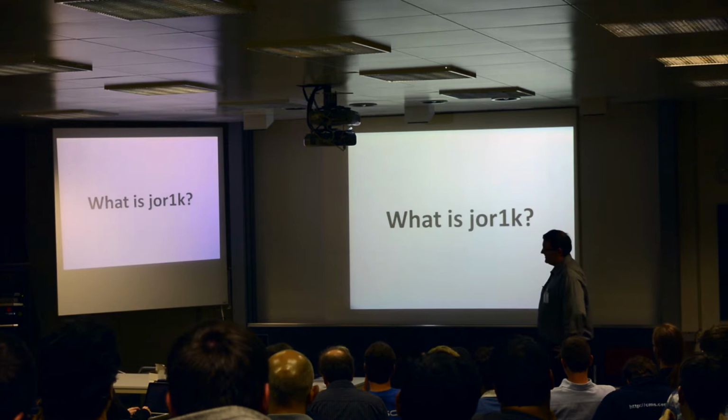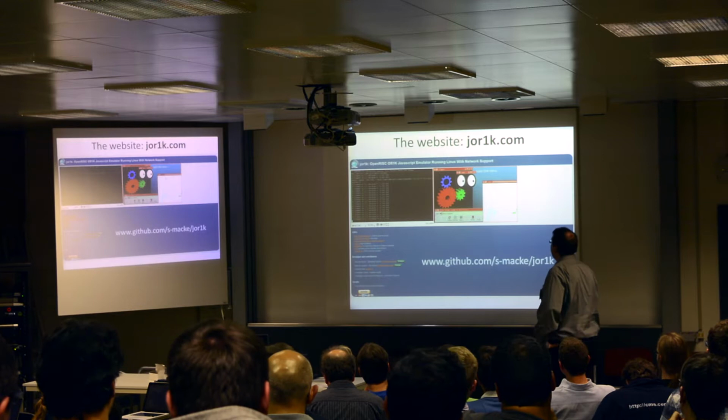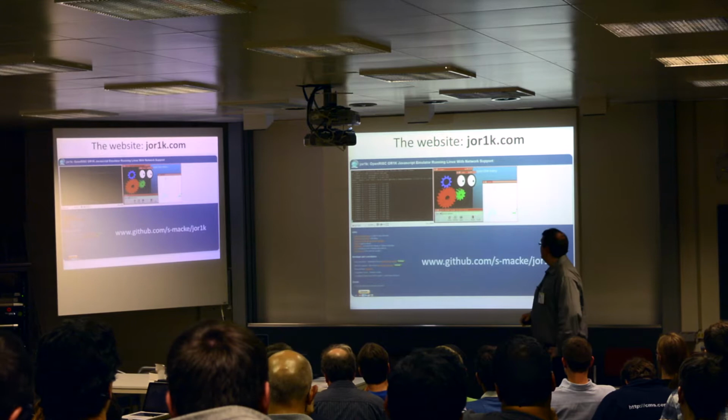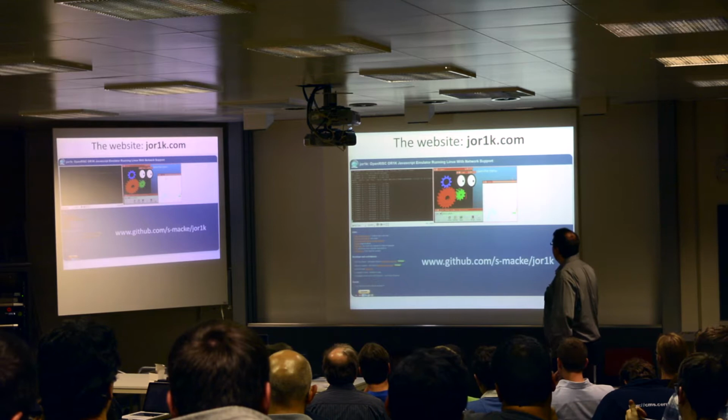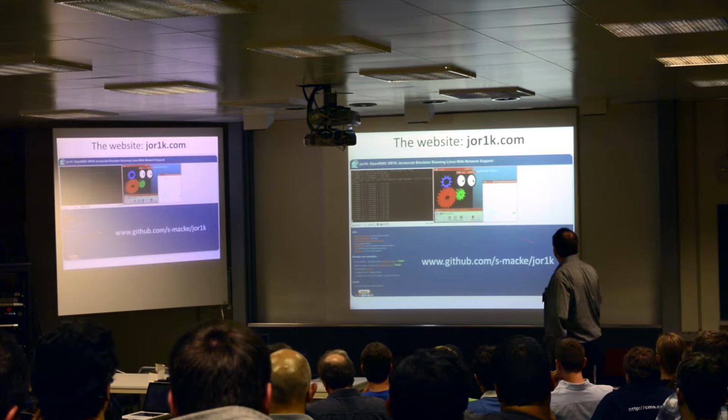Good, so what is your job? Just go to this website here, then it looks something like this. It's an OpenRISC 1000 JavaScript emulator running Linux with network support. So we have here the terminal window, you have here some sort of frame buffer, a few things to control, and so on. And it's on GitHub, so you can just go to this website.